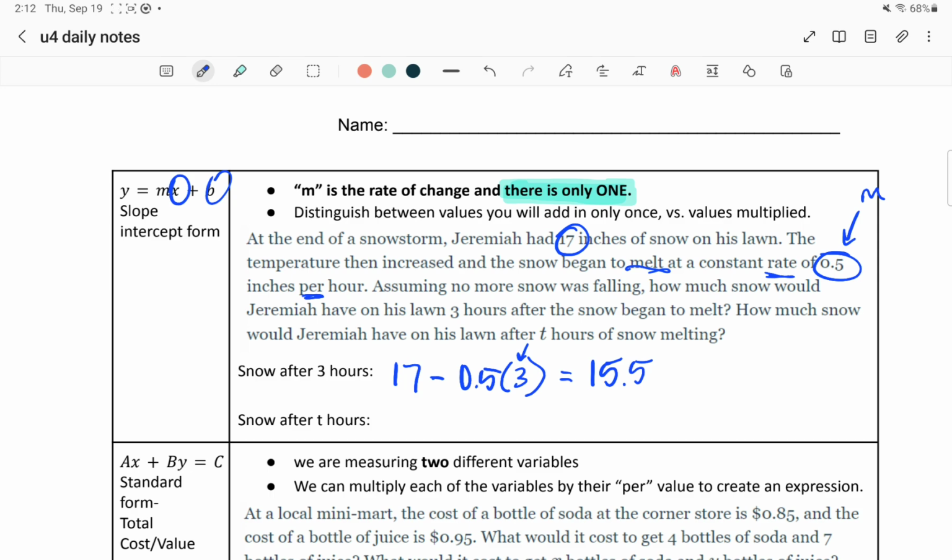Then the next part of the question, this is from Delta Math as well. It's going to ask you for 3 hours, and then it's going to ask you for T hours. And when they ask for T hours, they want the expression that you used. So we used 17 minus 0.5 times my rate, or times my x value, or my input, the 3. Instead of the 3, I'm going to put a T. And these are the two answers I would put into Delta Math.